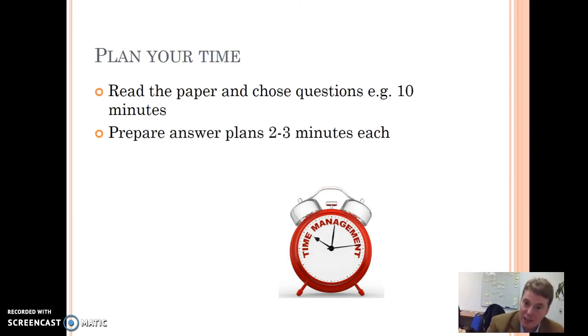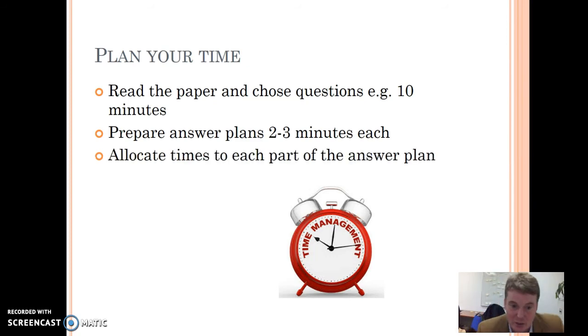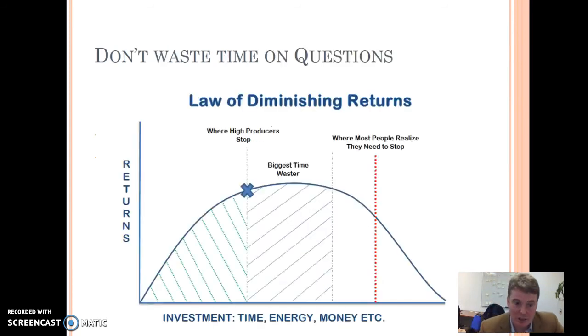So you might say, I'm going to spend 10 minutes reading the paper and choosing which questions. So that leaves 80 for the 3 questions. So that's say 26 minutes each, and you're going to spend 2 to 3 minutes planning an answer. So you're down to 23 minutes of actual writing. Then you might actually break it down and say, well, I'm going to spend 13 minutes on the first part and 10 minutes on the second part.